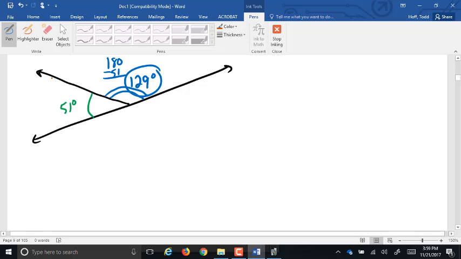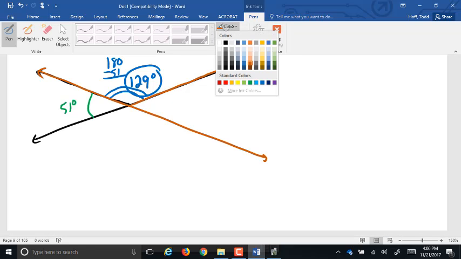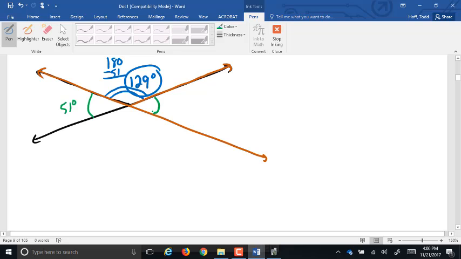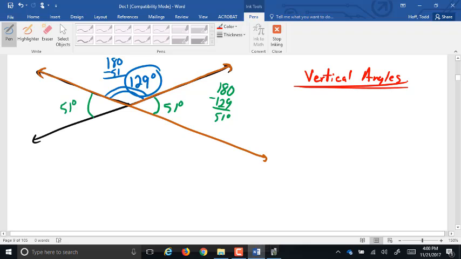Now, if I take this line here and extend it, and I look at this piece here, what does this angle here have to be? 51. How'd you come up with that? Okay. Now we could have done 180 minus the 129 gets us back to 51. But what we have here is something called vertical angles. Vertical angles are formed when two lines intersect.